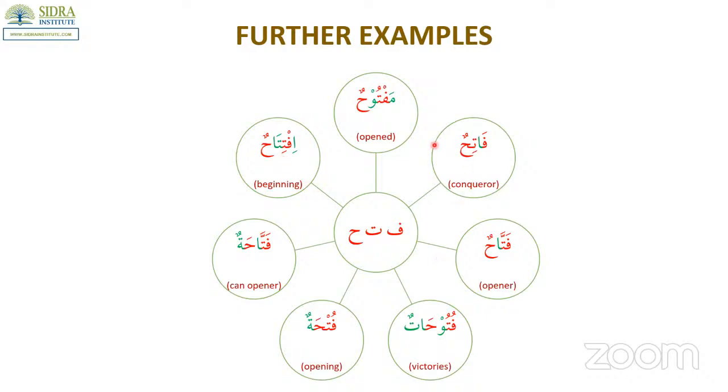So why did we mention this? Okay, further examples to show that when we have base letters in a word, they will repeat. And anything in terms of the word changing, like maf'ul means opened, fattahun means opener, fatihun conqueror, etc., we can see that certain letters are added on. Okay.